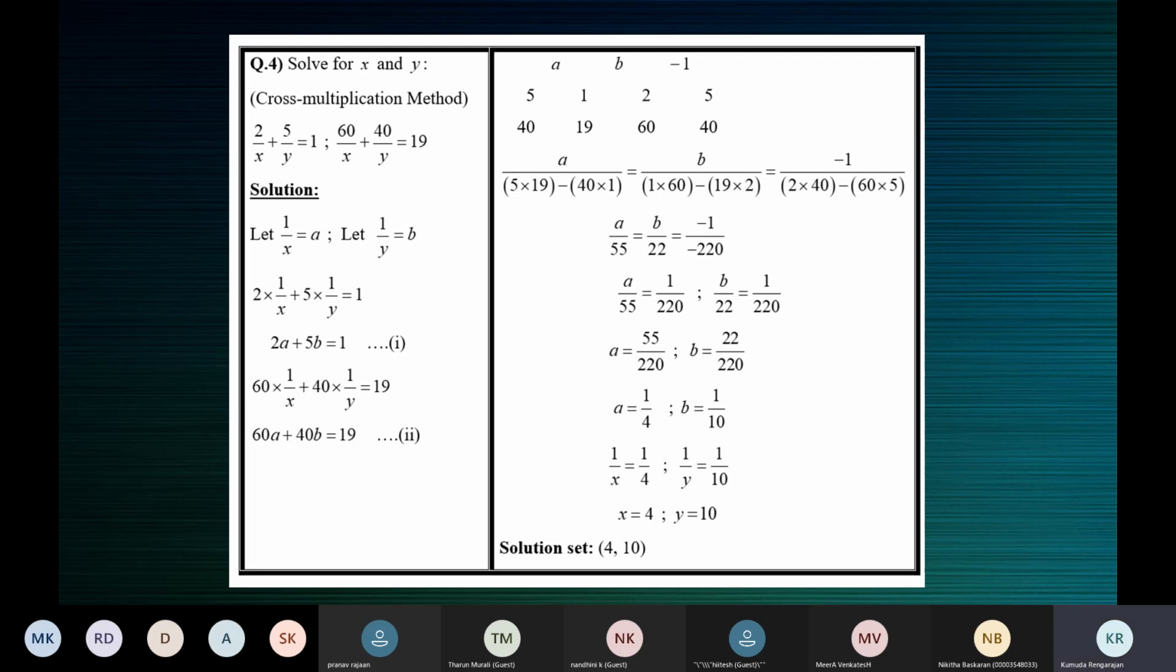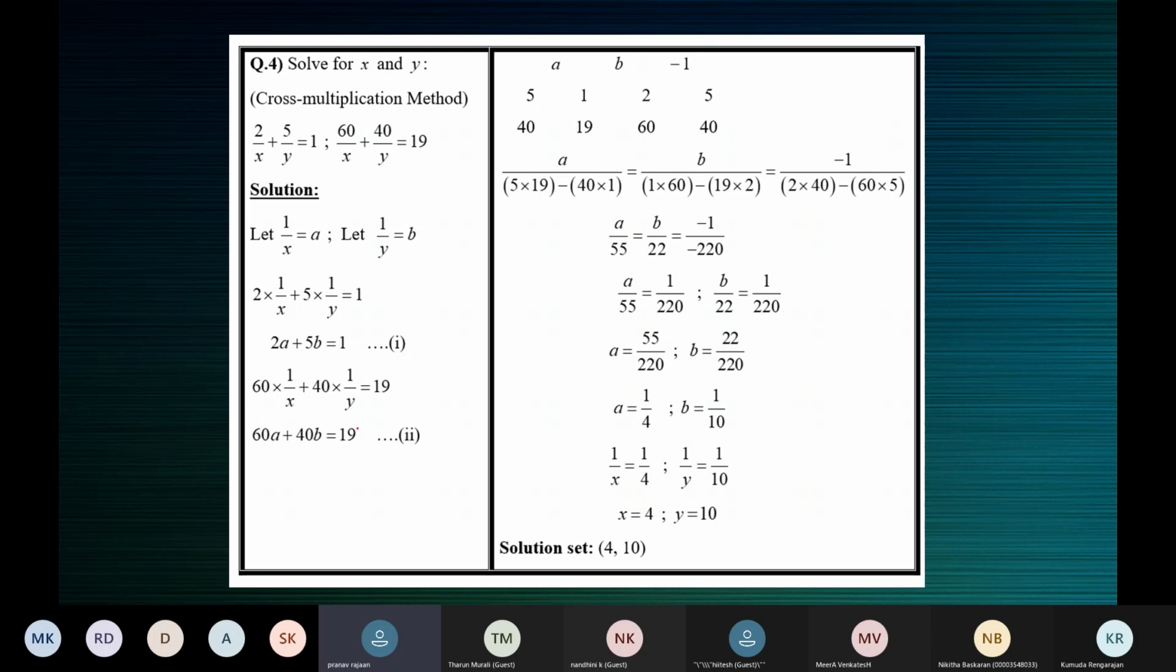Is it fine, class? Yes, ma'am. Ma'am, in that arrangement, I have some A, B, and minus 1, because the constants are on the other side, right? Ma'am, no, ma'am, that's not.